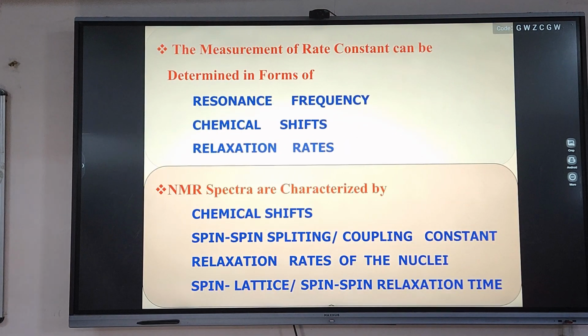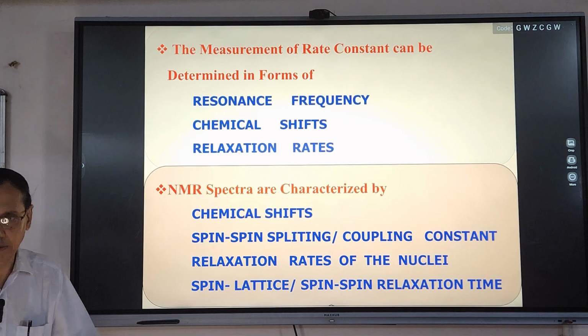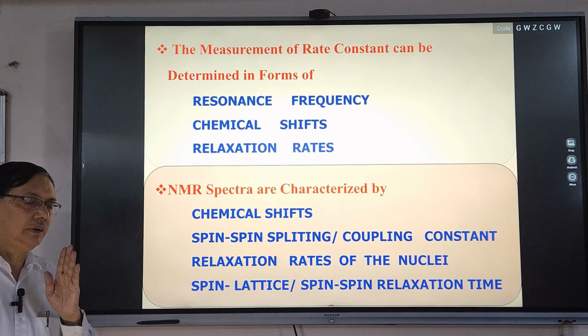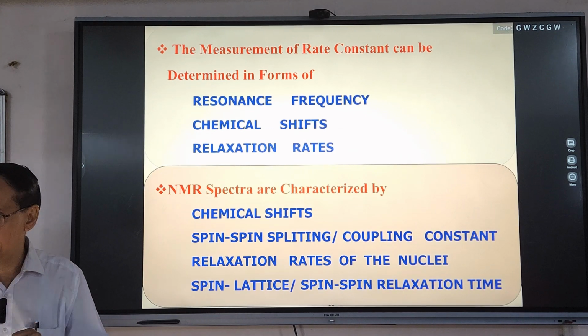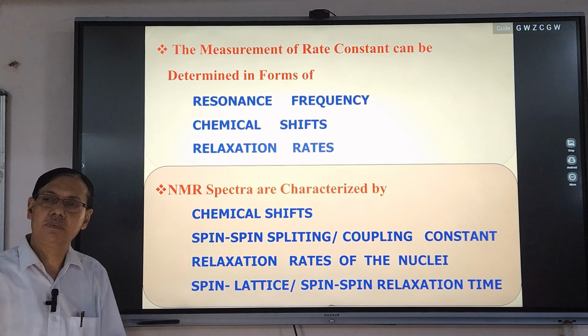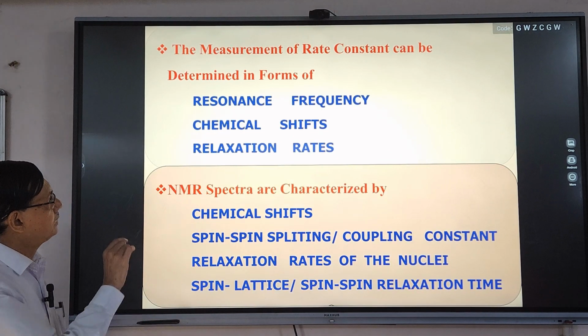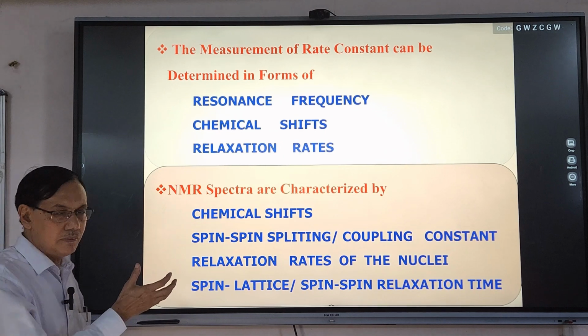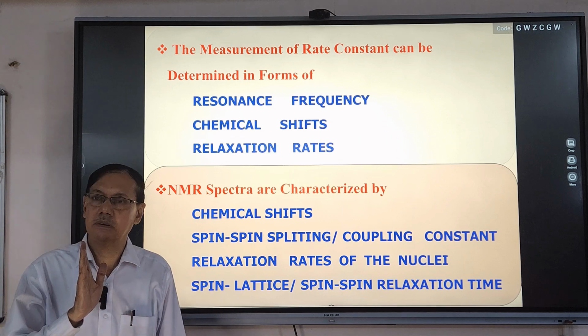Now this is a very important point. How do you study the chemical kinetics? The measurement of the rate constant, because we are concerned about the determination of the rate constant. So, naturally, yes, you can monitor the resonance frequency, or sometimes it is called the Larmor frequency. You can monitor, of course, chemical shifts, as well as you can monitor the relaxation rates. I will explain what is the relaxation rate.